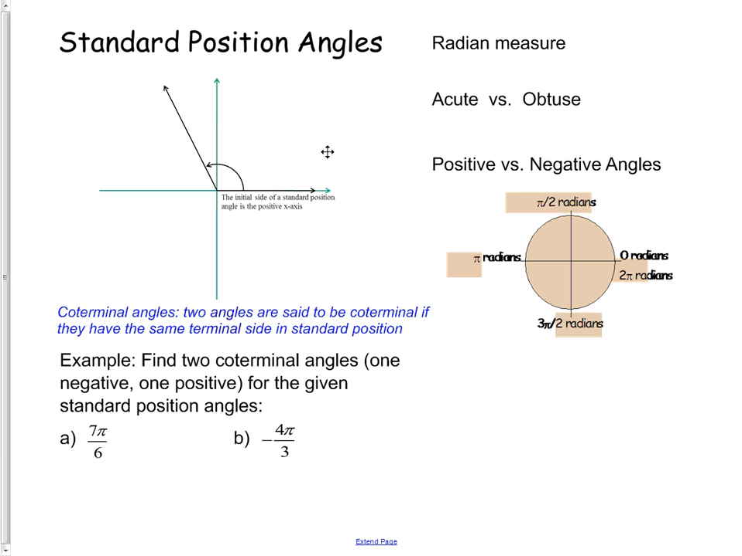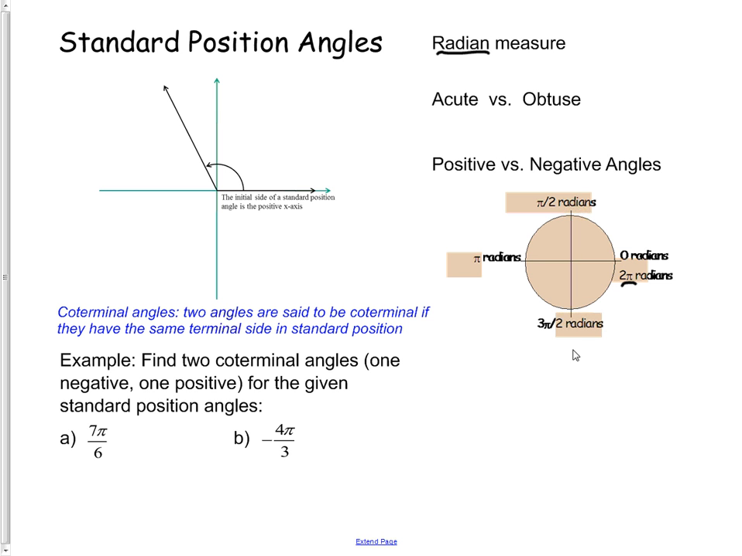Well, another view of standard position angles brings us into something called radian measure. Some people have a little bit harder time using this, but it's a different way of finding the amount of rotation. We're used to dealing with degrees, not so much radians, but radians are very similar in their way. We say, for example, one full rotation, instead of being 360 degrees, is 2 pi radians.